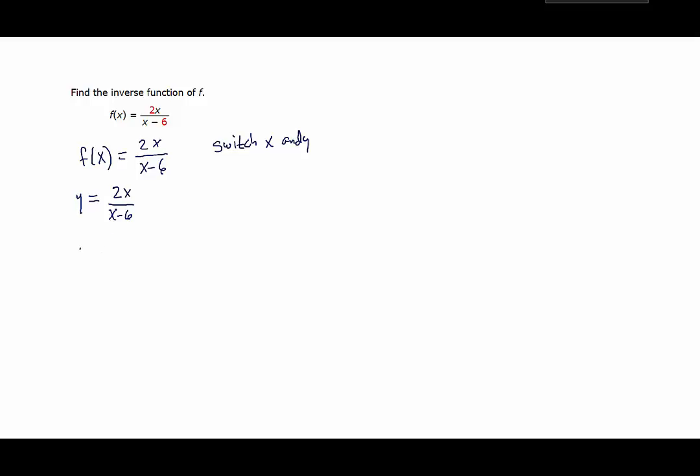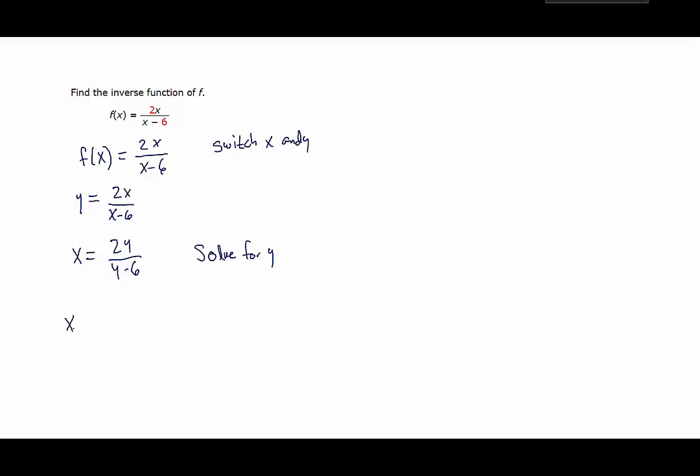Now we'll switch the x's and y's, so everywhere there's a y we'll put x, and everywhere there's an x we will put y. The next step then is to solve for y. Now we have y in the denominator here, and anytime we have a rational equation, the best thing to do, if possible, is to clear the fractions.